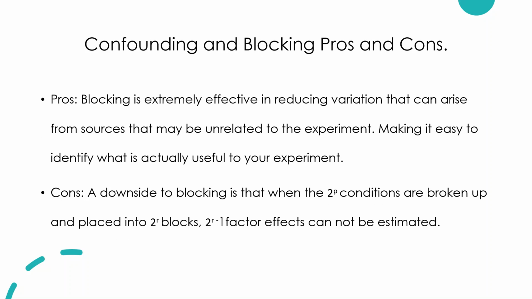Blocking is extremely effective in reducing variation that can arise from any unrelated sources, and it makes it very easy to identify what is actually going to be useful to your experiment. A downside to blocking is that when these 2^p conditions are broken up and placed into the homogeneous 2^r blocks, 2^r minus 1 factor effects cannot be estimated. It's impossible to do with blocking.